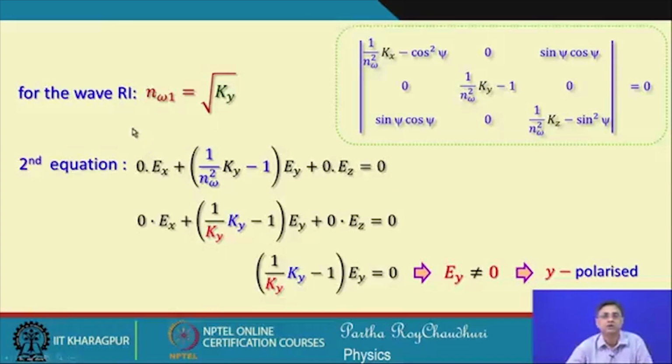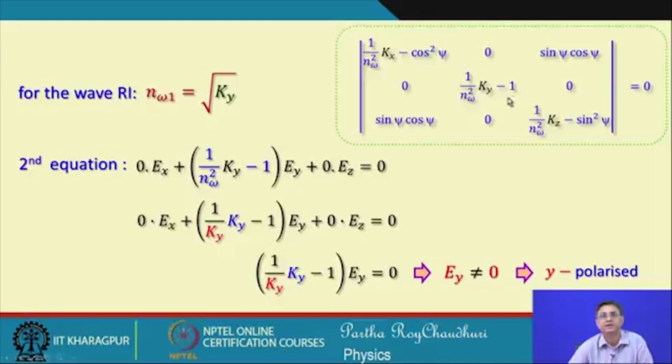Let us try to look into that for the wave with refractive index n omega 1, that is the permittivity due to the y axis along the y axis of the medium. Then if I use this solution in the second equation, you remember the second equation. So, we will get 0 into E x, because this equation itself is 0 and you have E x outside.